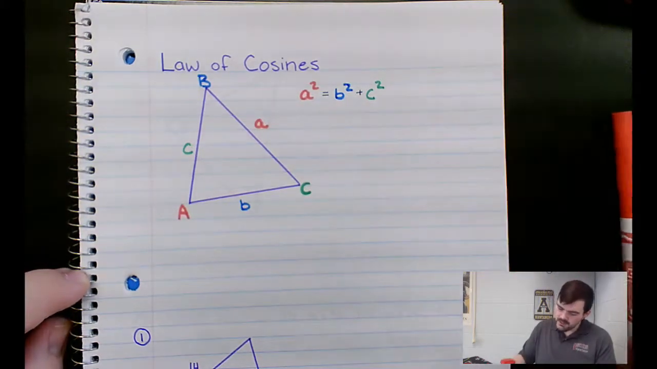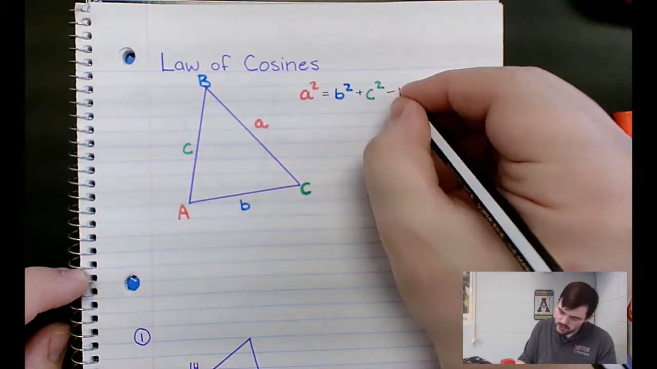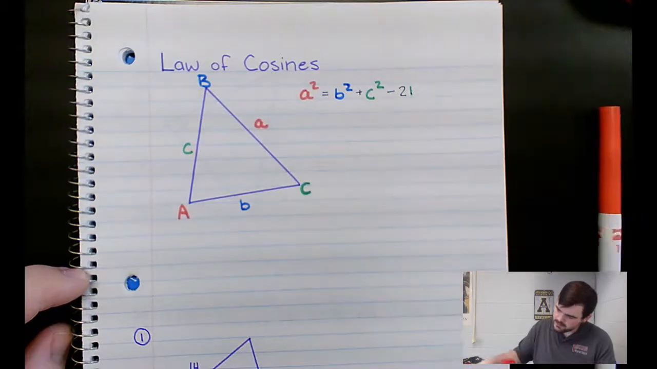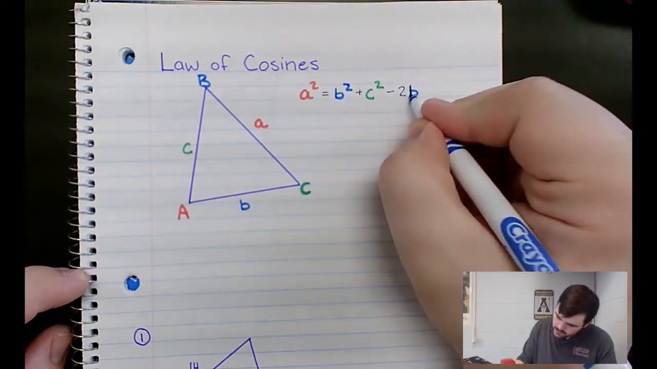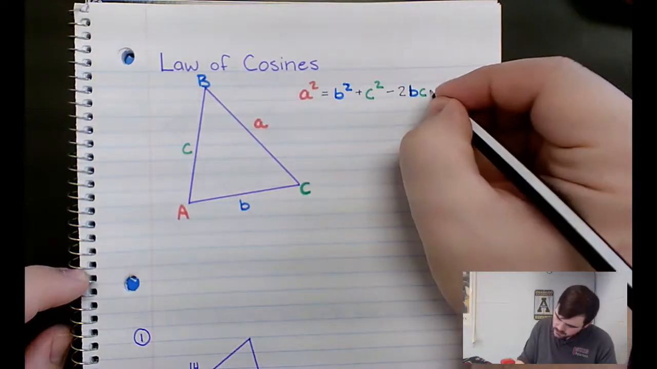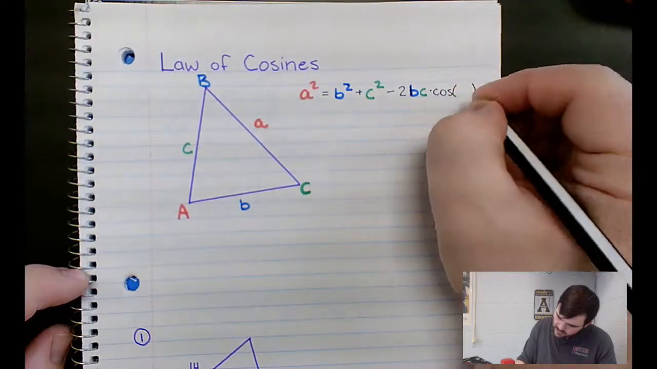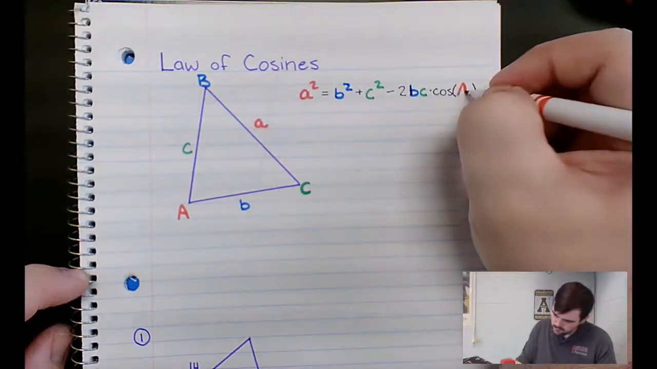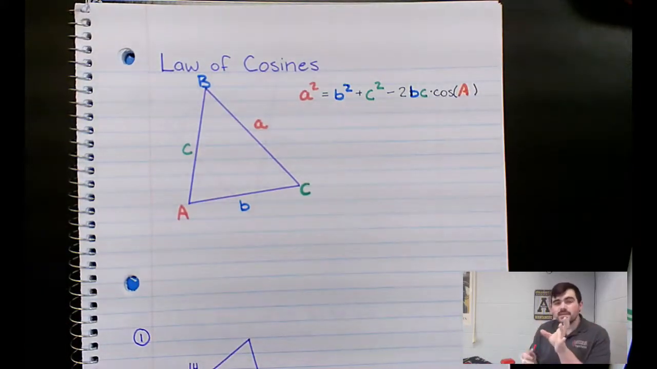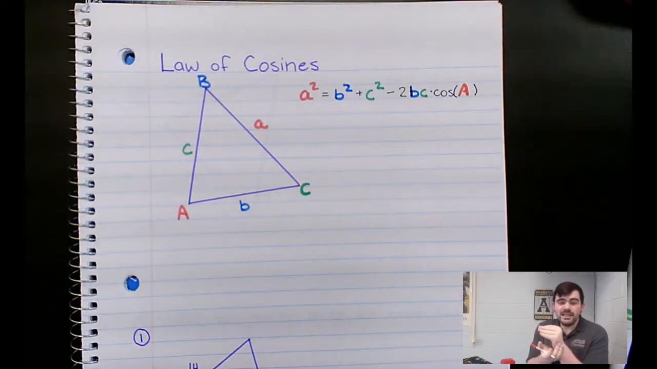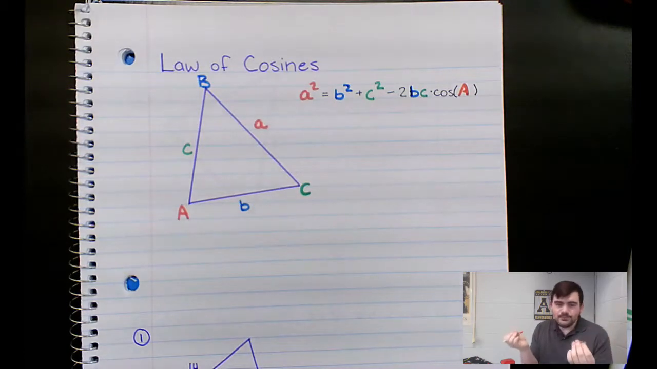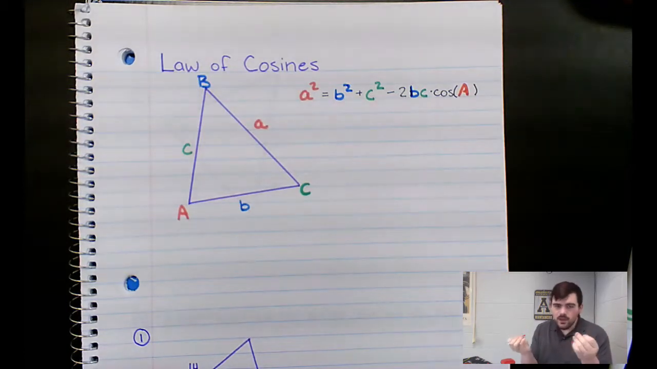So a squared equals b squared plus c squared minus 2bc times the cosine of a. This minus 2bc cosine of a is what allows us to adjust the Pythagorean theorem to use it for any non-right triangle.